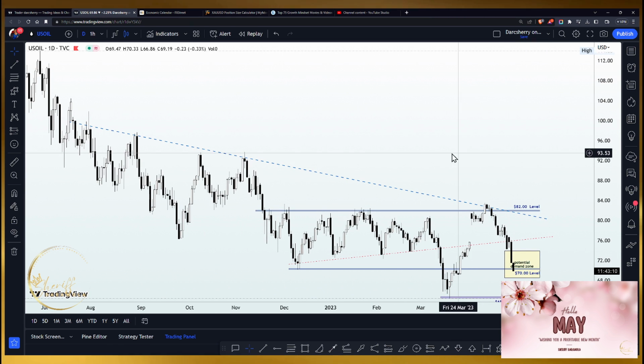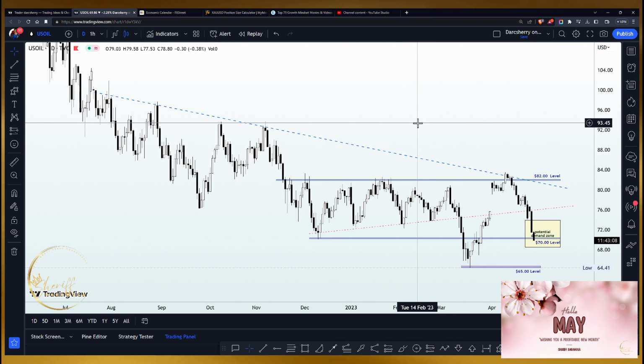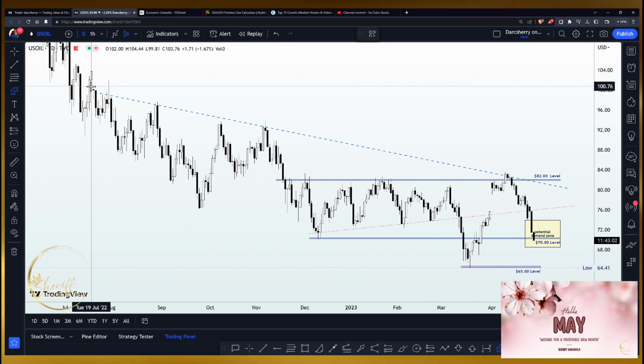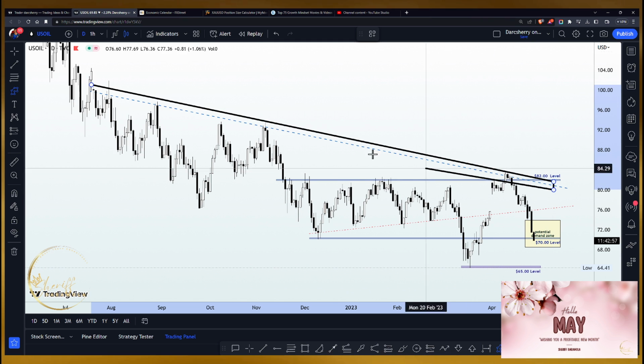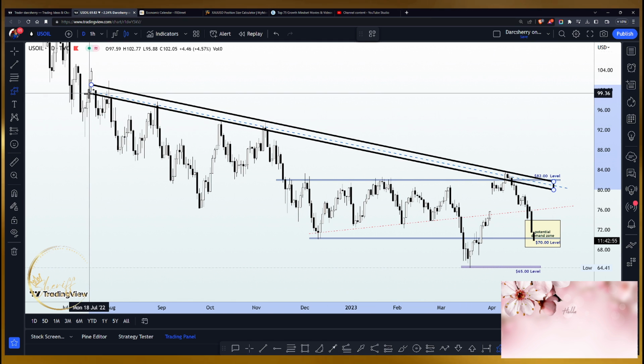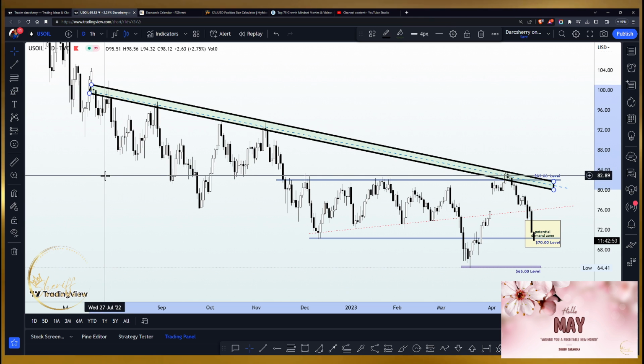So at the beginning of the week, this was what we were able to spot on the US oil chart on the daily time frame. We acknowledge the fact that price action has been bearish since the month of July last year, giving us this bearish trend line you can see on your screen. As you can see, price action has consistently respected that trend line over the last 8 to 9 months, I guess.